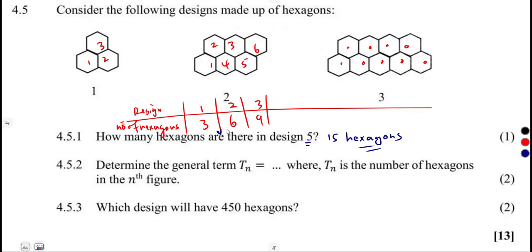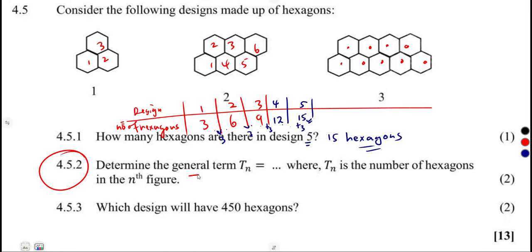Or you can simply work with this to say there's a difference of 3. 6 minus 3, that's a 3. 9 minus 3, that's a 3. There's a difference of 3. So the next one, we are going to simply add a 3. 9 plus 3, that's a 12. The next one, which is the fifth one, we add a 3. All right, so 12 plus 3, that's 15. So you know that the answer is 15. So many ways of answering this.